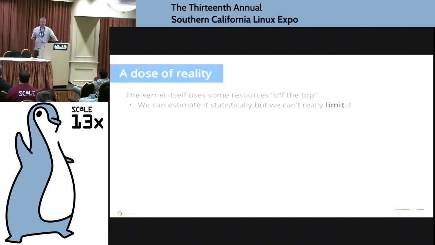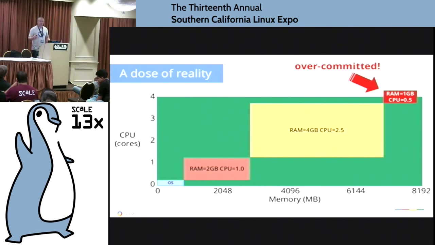So let's talk about sort of the reality of isolation, right? We've got this thing underneath all of our apps called the kernel, right? And the kernel actually uses some amount of memory and some amount of CPU and some amount of, well, maybe not network bandwidth, but other stuff. We can estimate how much the kernel uses. We can measure it. We can do statistics on it, but we can't actually limit it. I mean, what would it mean to put a limit on the kernel, right?